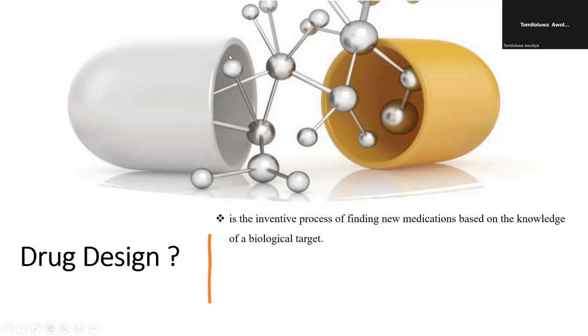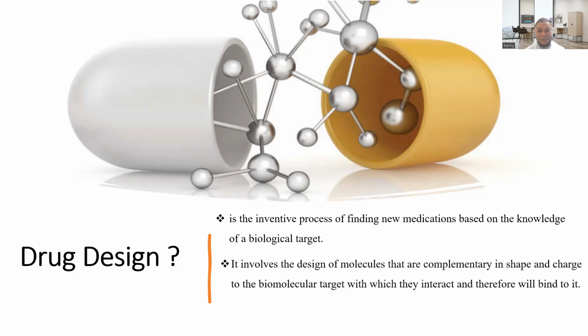Nobody just sits down and designs a drug without a particular disease. It doesn't work that way. Even though you can design a drug that works for another disease, apart from the one you have in mind, the first thing in drug design is to design based on the knowledge of a target, of a disease. That process is called drug design.